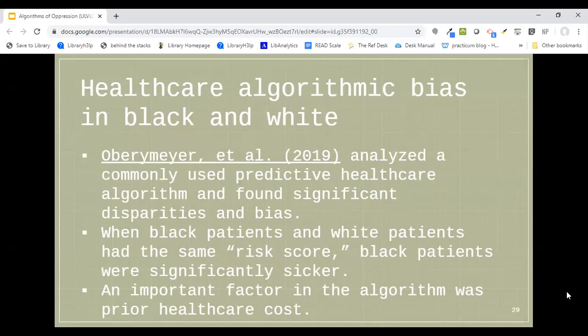So if we said, all right, these two people have a level 5 risk score out of 10 or something, I don't actually know how the algorithm works, but if we say they have the same risk score, we would assume they're at about the same level of health, but that's not true. And one of the things that's important to note is that the algorithm takes into account healthcare costs, like how much money was spent on this person's healthcare in years past.